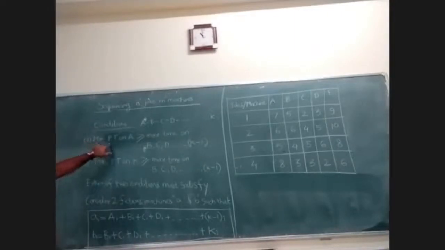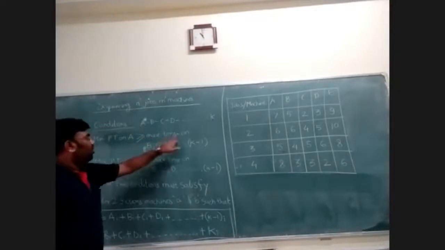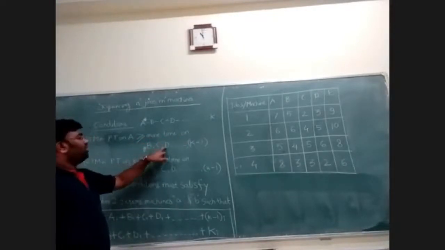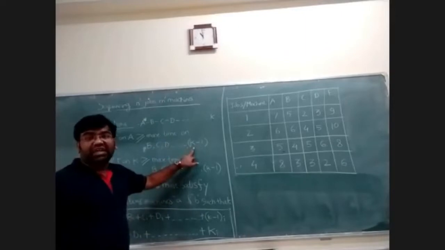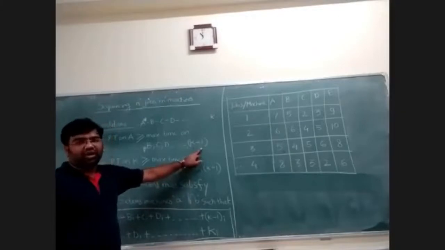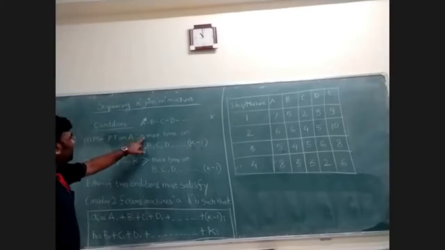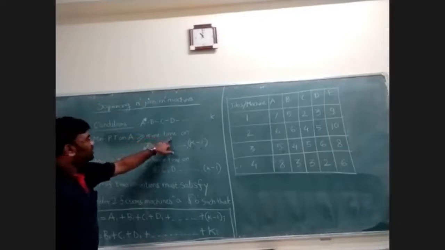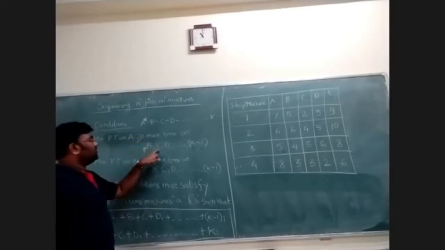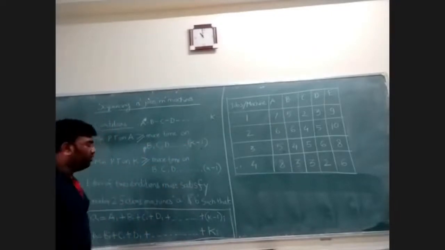The minimum processing time on A, for machine A, should be greater than or equal to the maximum processing time on the machines B, C, D till K minus 1. K minus 1 suggests that it is the second last machine. Again, I am repeating the statement. If the minimum processing time on A is greater than or equal to the maximum processing time on machines B, C, and D till your second last machine.